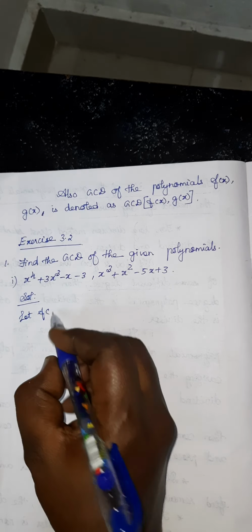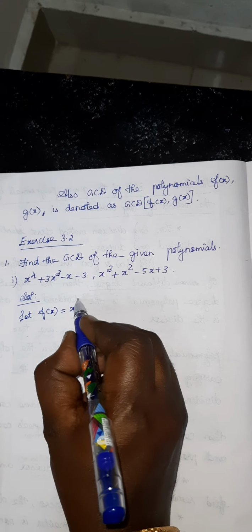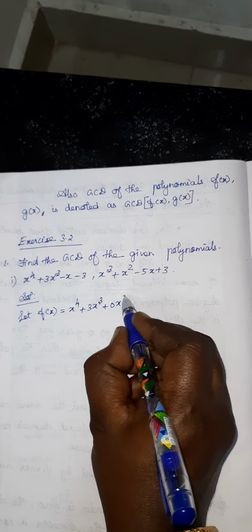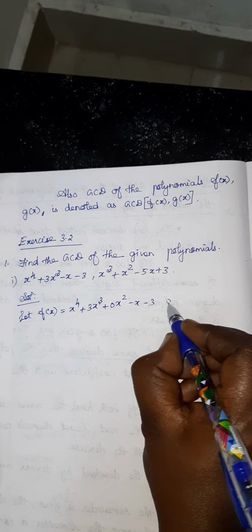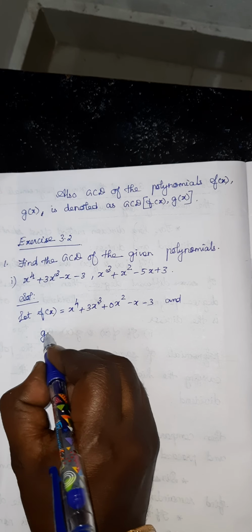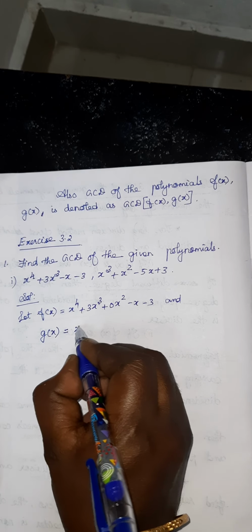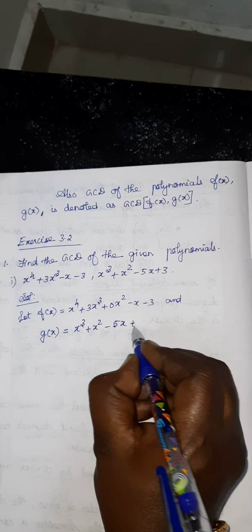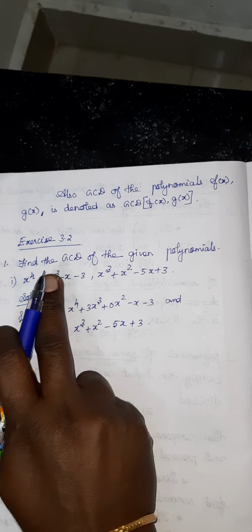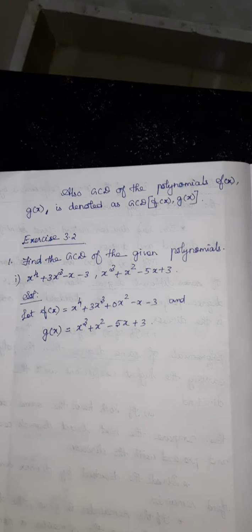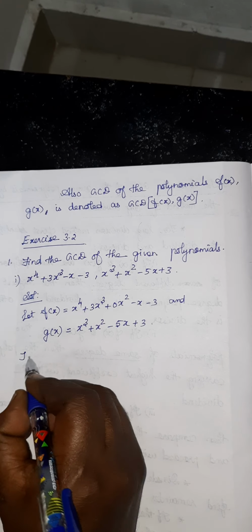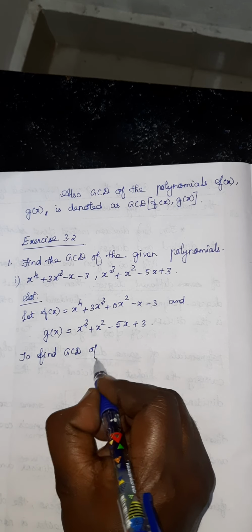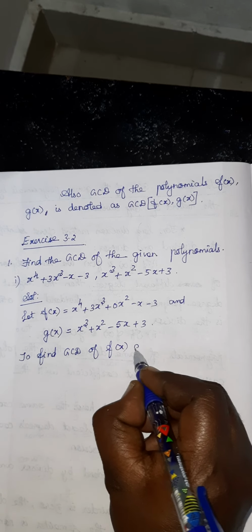So you write, let f of x is equal to x power 4 plus 3x cube plus 0x square minus x minus 3, and g of x is equal to, it is the divisor, x cube plus x square minus 5x plus 3. Okay, for finding the GCD using the long division method, you write: to find the GCD of f of x and g of x.